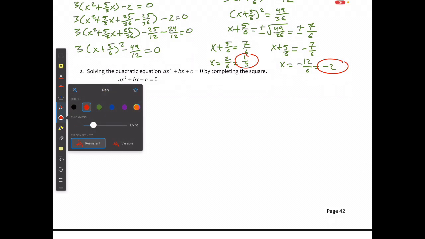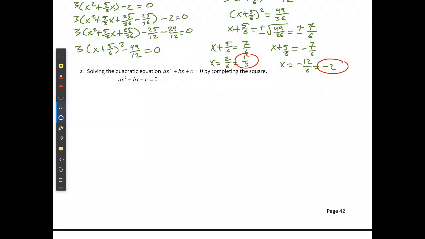So if I'm doing this, then I'm going to start with grouping. I'm going to say that ax squared plus bx plus c is equal to 0. Group together the x's like we did in the last example. Divide out the a. X squared plus b over ax plus c is equal to 0.